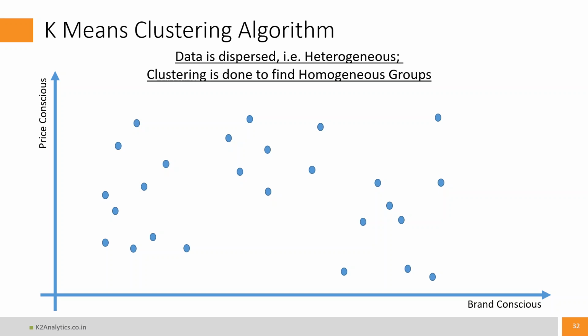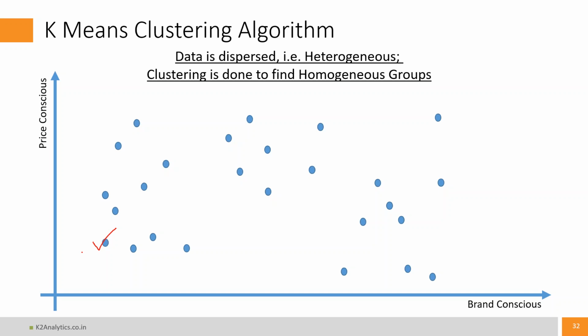So the blue dots on the screen, which you can see, are customers. There is a customer who is somewhere here. The person has rated himself low on brand consciousness and low on price consciousness, which means this customer is willing to buy any brand, but more... the lower cost. Lower the cost is more preferable. Sorry, this person is less price conscious. So I interpreted it wrong.